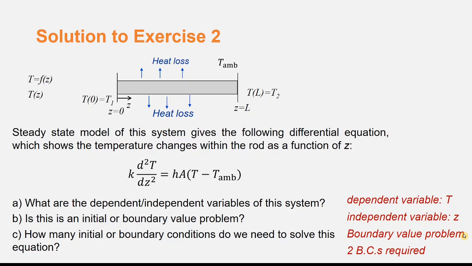If you said boundary value problem, then you are right. When you have a spatial derivative, you need to specify one or more values at the boundary of the spatial domain. In this case, because it's a second-order equation, you will need two boundary conditions. The diagram indicates what they are. At the left boundary, T of 0 is equal to T1. At the right boundary, T of L equals T2.